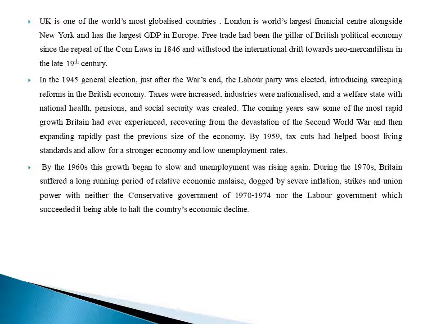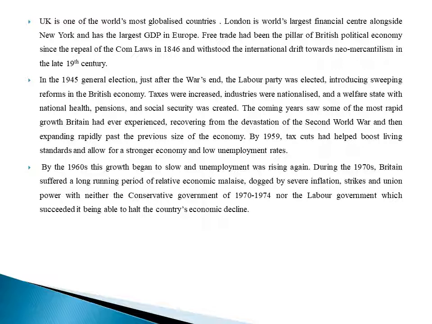UK is one of the world's most globalized countries. London is the world's largest financial center alongside New York and has the largest GDP in Europe. Free trade had been the pillar of British political economy since the repeal of the Corn Laws in 1846 and withstood the international drift towards neo-mercantilism in the late 19th century.